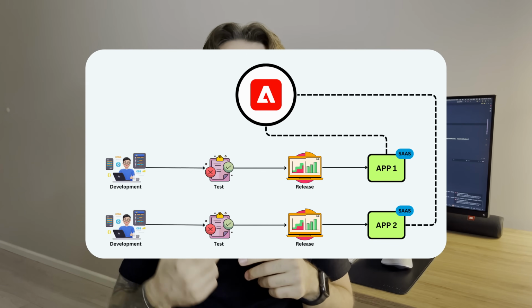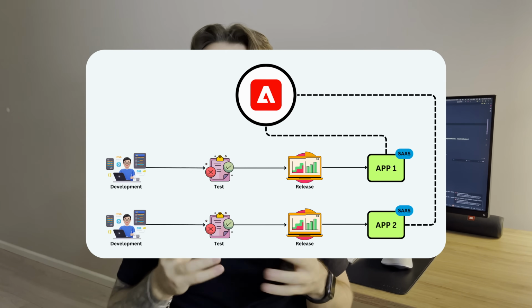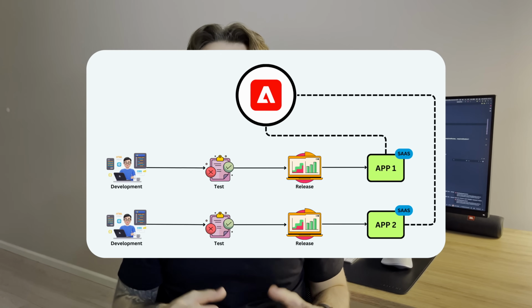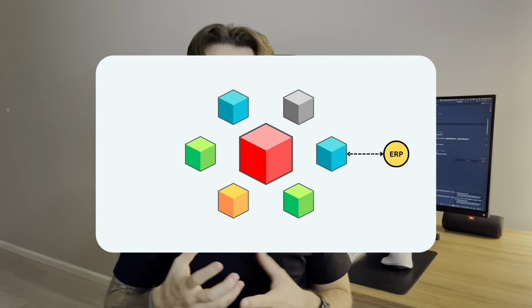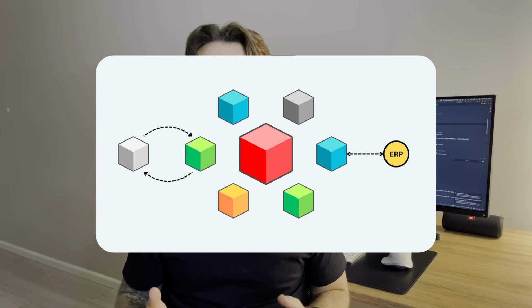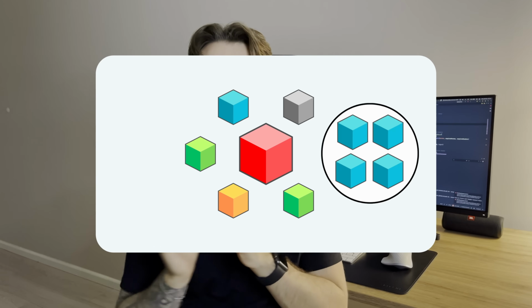So we have faster deployment cycles. We can develop, test, and release individual services quickly without waiting for a full system deployment. We also get greater flexibility because we can easily integrate third-party services or swap out parts of our system without disrupting everything else. And also we get improved scalability. Instead of scaling the whole application, you can scale only the parts of your system that need it, optimizing performance and costs.